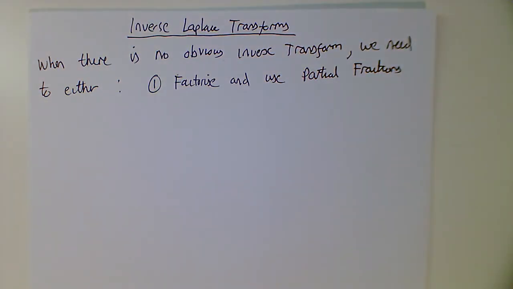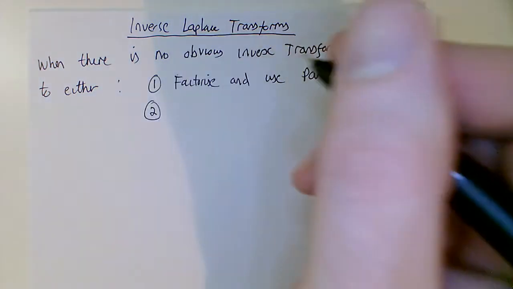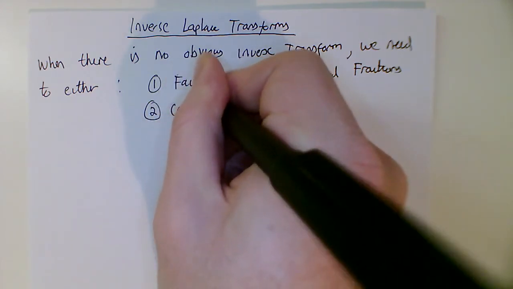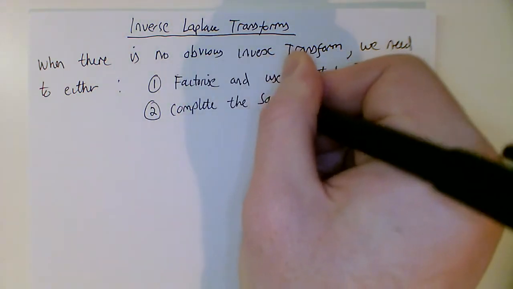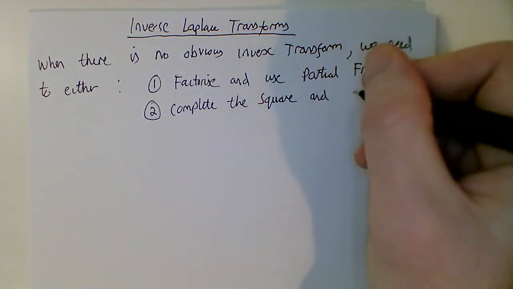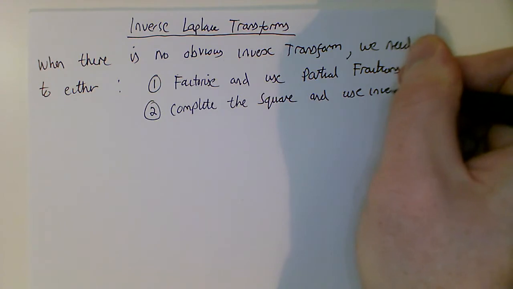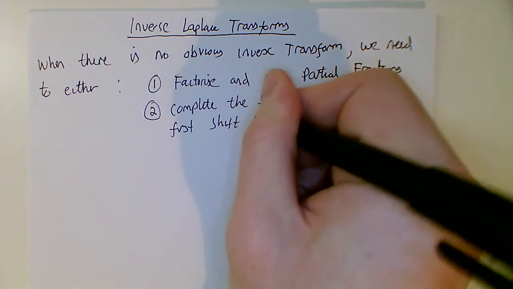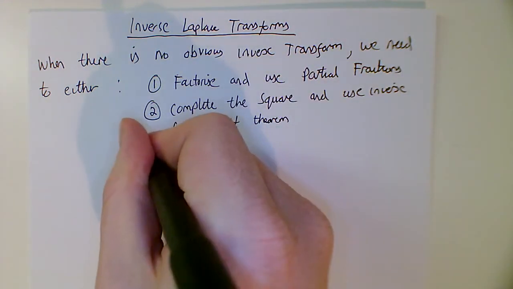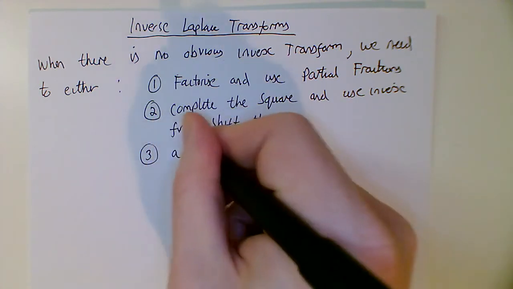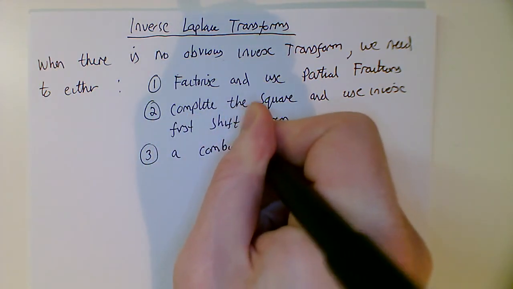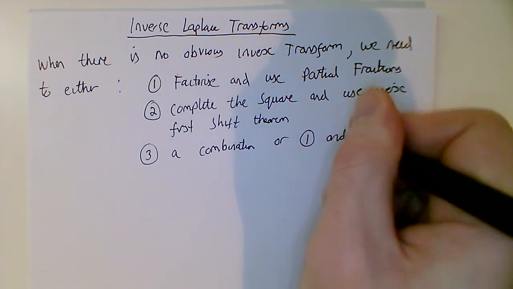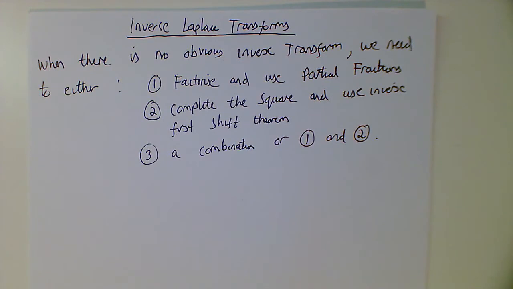One, factorise the bottom of our fraction and use partial fractions. Two, complete the square and use the inverse first shift theorem. Or three, a combination of 1 and 2.